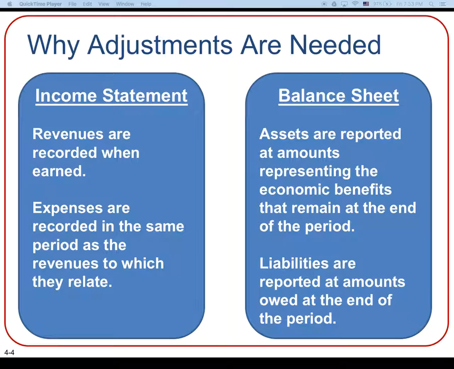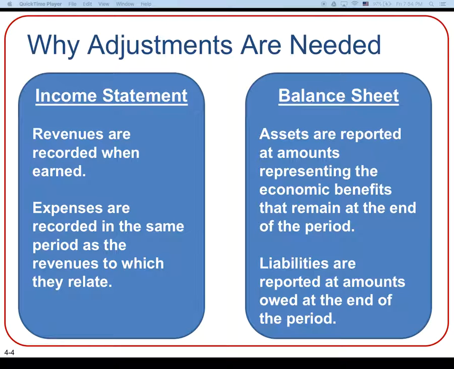Liabilities are recorded at the amount owed at the end of the period. One example I already used was when we receive the cash before the revenue process, before we earn the revenue, so we record unearned revenue. Unearned revenue is a liability, right? At the end of the period, when the earning process is finished, that unearned revenue is no longer a liability because we have already fulfilled the promise. So we have to make an adjustment for it.